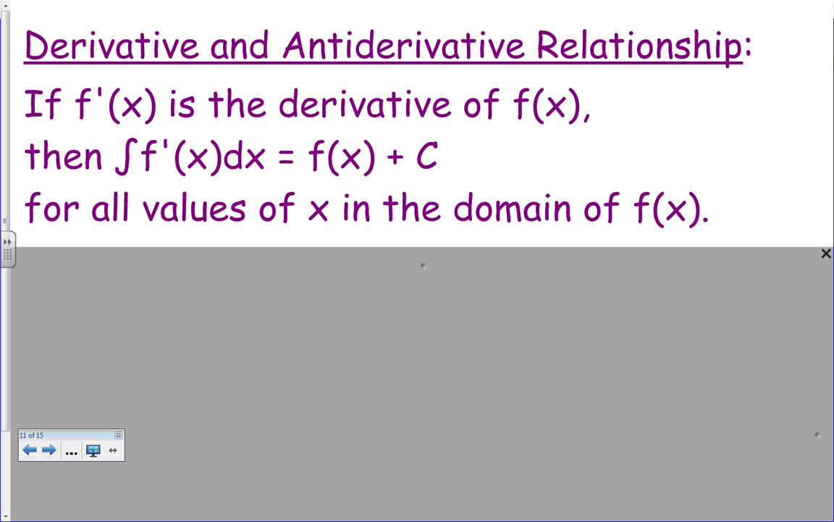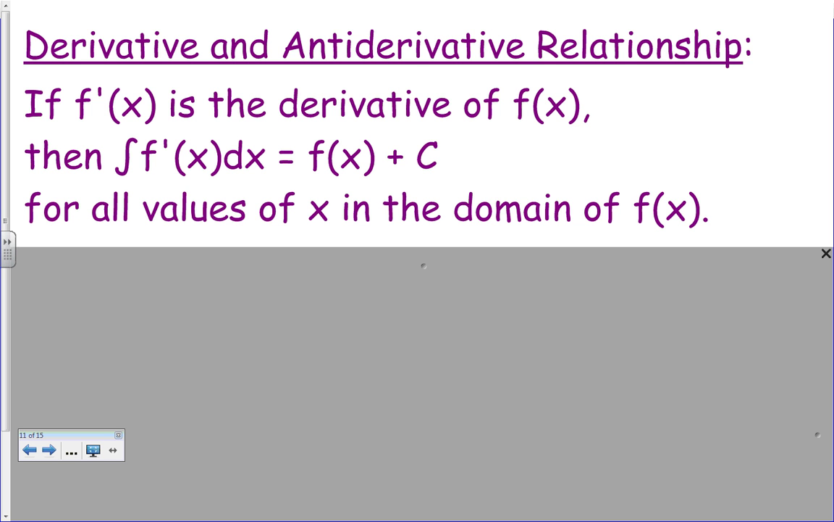If f prime of x is the derivative of some function f of x, then the antiderivative of f prime of x is equal to f of x plus c. And I guess I'm using that notation a little bit loosely here. It's not really f of x because I don't know the constant of the original function, so that's what the plus c is in there for. But you get the basic idea there, that once I know the derivative of a function, f prime of x, I can then work my way backwards from that and find the antiderivative to get back to function f of x.